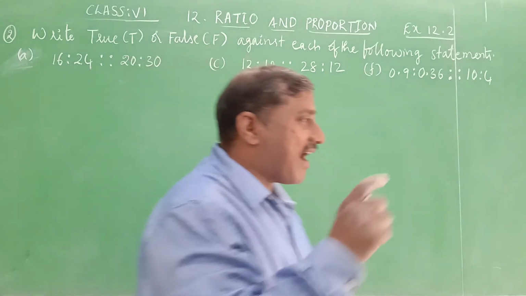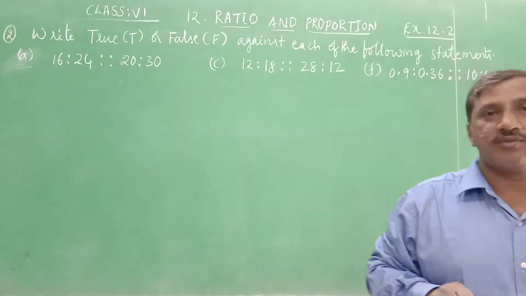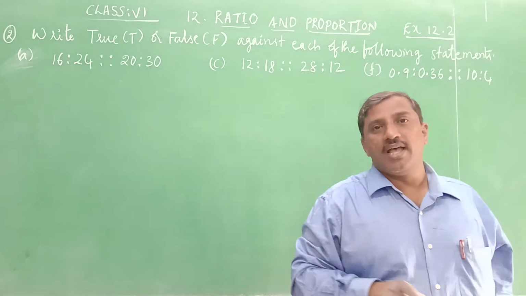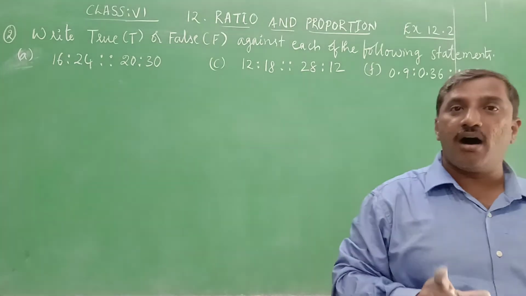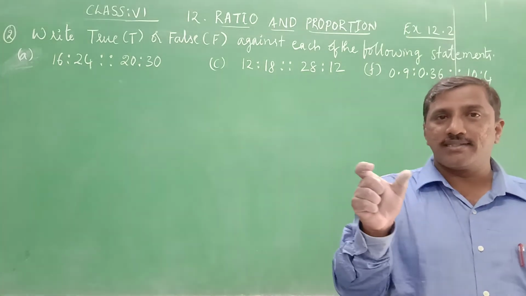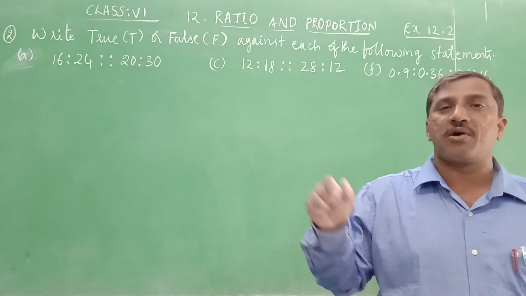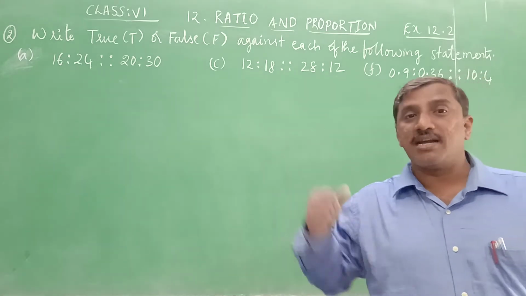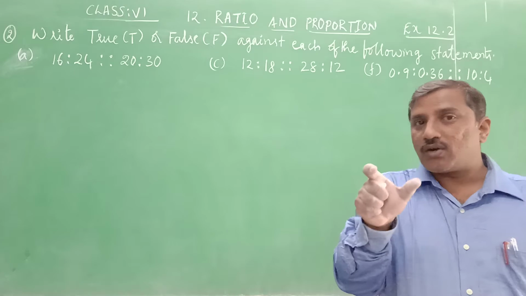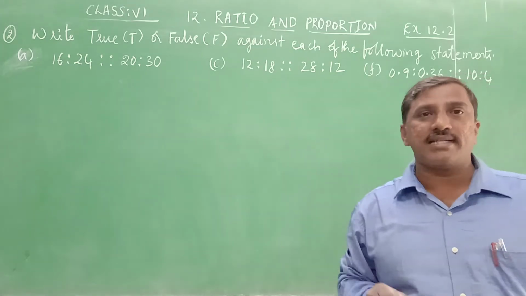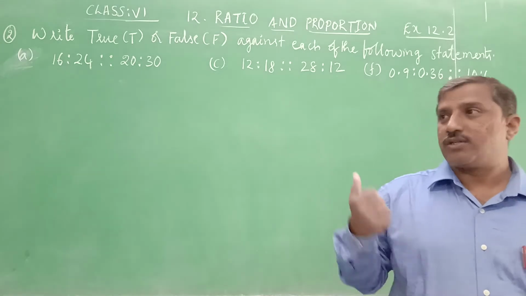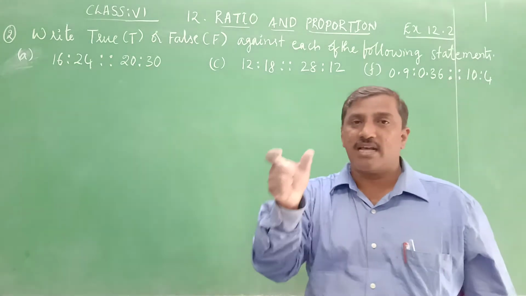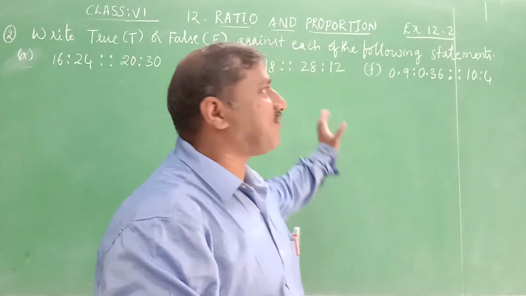One, find the ratio of the first and second term and the third and fourth term. If the ratios are the same, we can say that they are in proportion. Or use the concept of product of means equal to product of extremes. If they are in proportion, that rule should be satisfied. If it is not satisfied, then they are not in proportion. So first we discussed the method of finding the ratios, for the first problem.